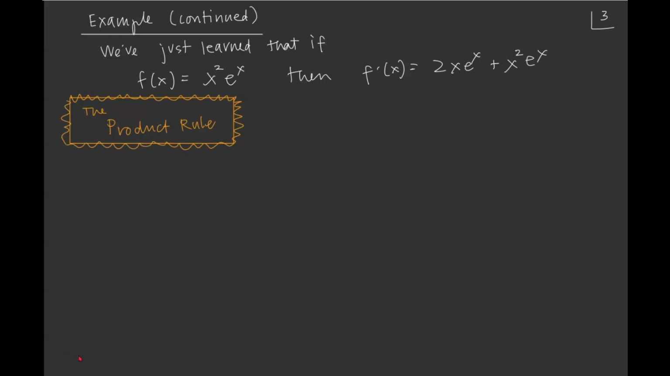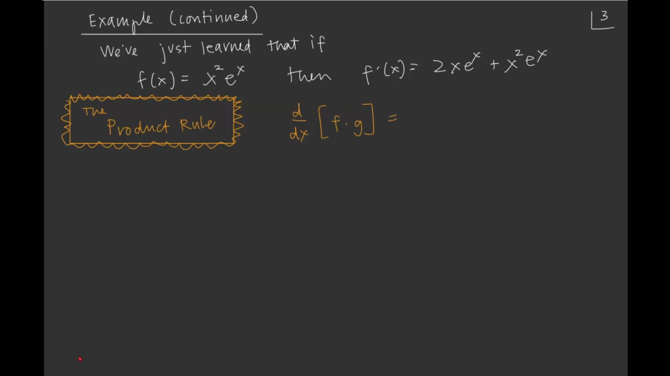Okay, the product rule is going to tell us the derivative of, say we have a function f times a function g, like how here we have maybe the f could be x squared and the g could be e to the x. So two different functions that are being multiplied together, and they are becoming this new function.